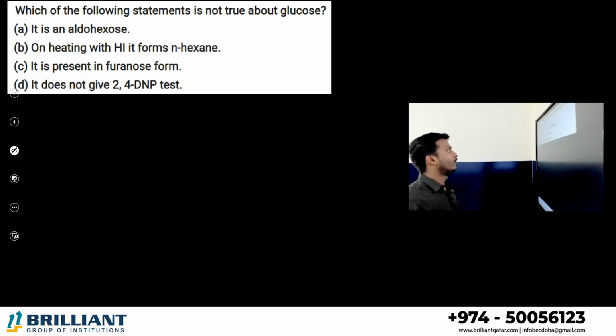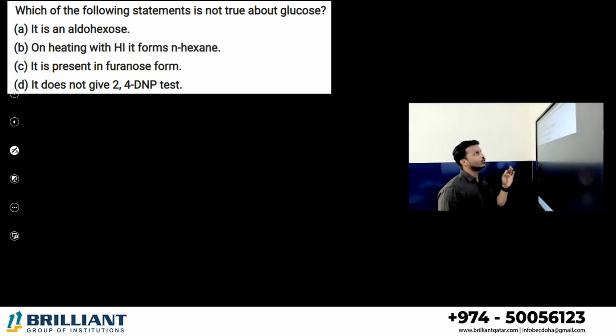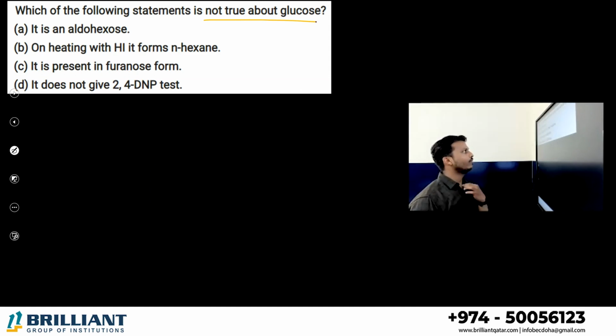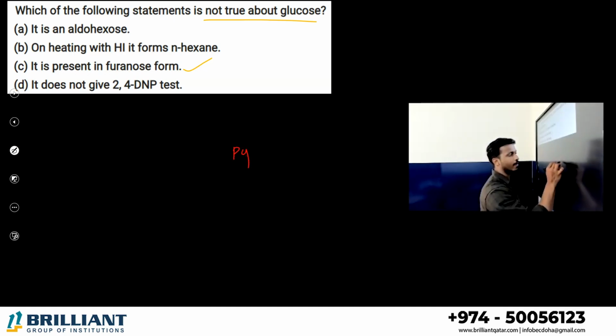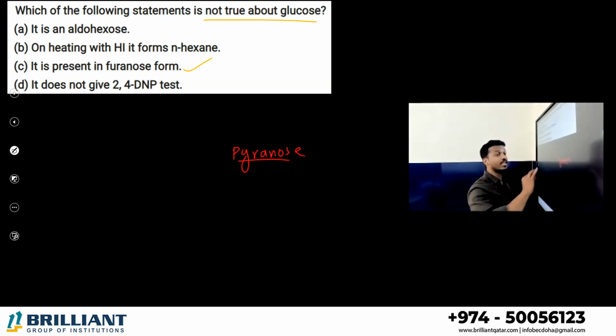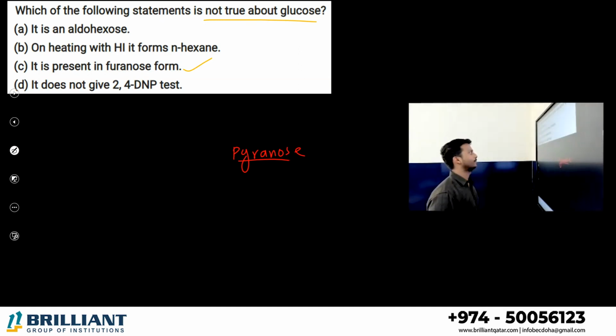Okay. Then, which of the following statements is not true about glucose? It is an aldohexose, correct? It contains one aldehyde, 6 carbon, correct. On heating with hydrogen iodide, yes, it will form normal hexane. It is present in furanose form. No, glucose we are expressing in pyranose form, correct? Which one we are expressing in furanose form? Fructose, correct. And it does not give 2,4-DNP test, dinitrophenyl hydrazine test, Schiff's test. Okay, just remember only the name. It does not give 2,4-DNP test. Yes, that's a correct one.